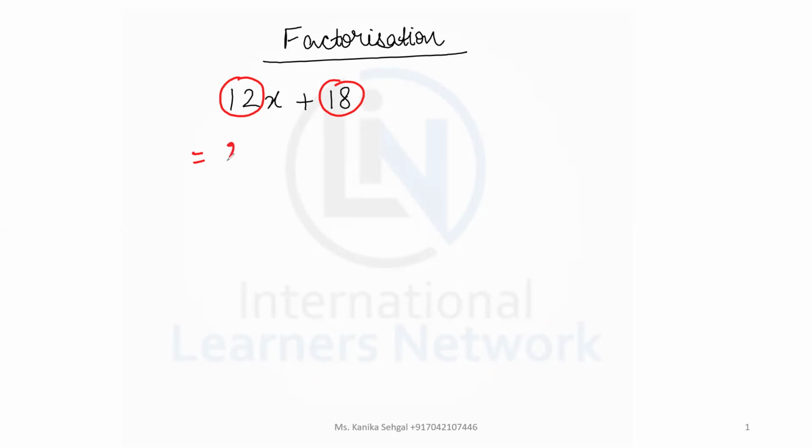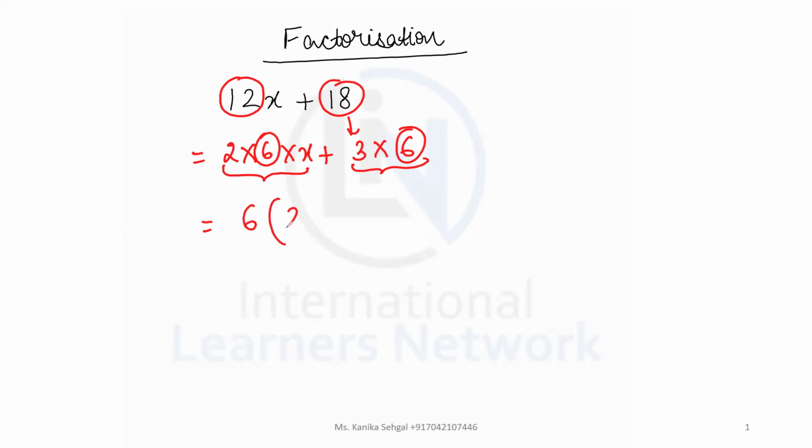We can write this 12x as 2 times 6 times x, and this 18 can be written as 3 times 6. Now, please notice in these two terms, 6 is the common factor. In fact, this is the highest common factor. So we are going to take it outside. Now we are left with 2x plus 3. Now we have split this 12x plus 18 in the form of two factors as 6 times of 2x plus 3.